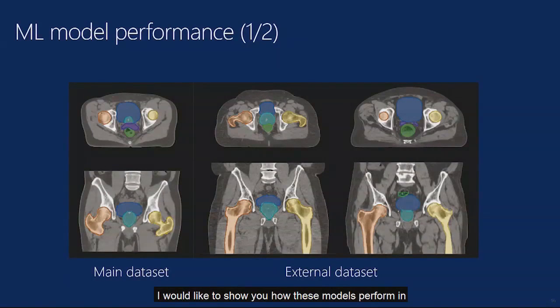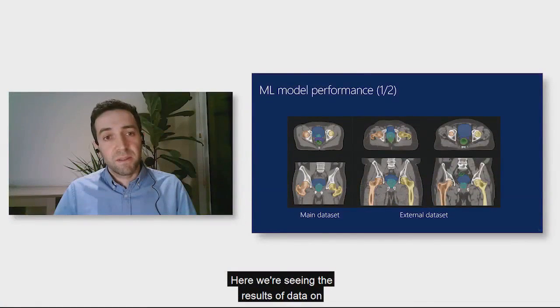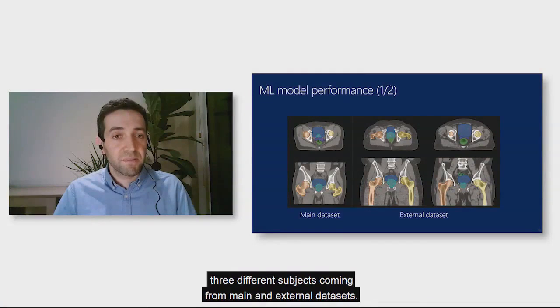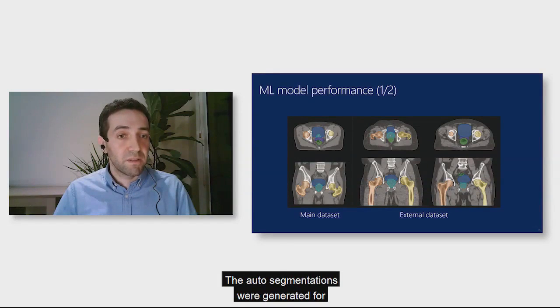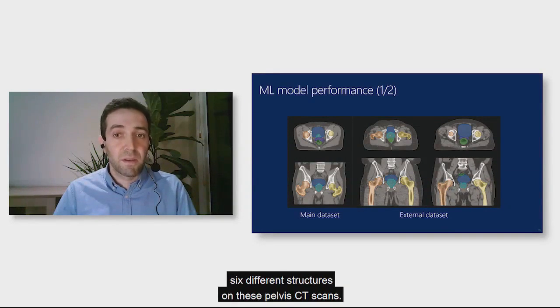Now I would like to show you how these models perform in a qualitative sense before we discuss the metrics and the quantitative measurements. So here we are seeing the results obtained on 3 different subjects coming from main and external data sets. And the auto segmentations were generated for 6 different structures on these pelvic CT scans.